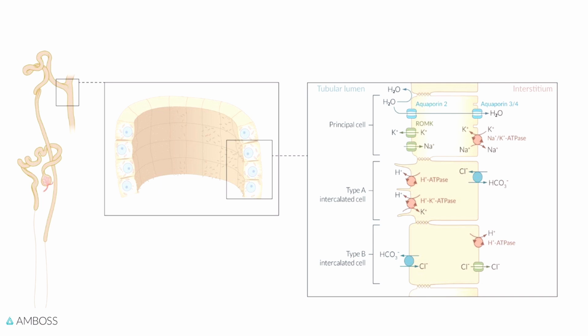A decreased concentration of potassium in the tubular lumen results in a decreased activity of the hydrogen-potassium ATPase pump in type A intercalated cells. Recall that the hydrogen-potassium ATPase pump secretes a hydrogen ion in exchange for a potassium ion, so decreased activity of the pump results in decreased hydrogen ion secretion.